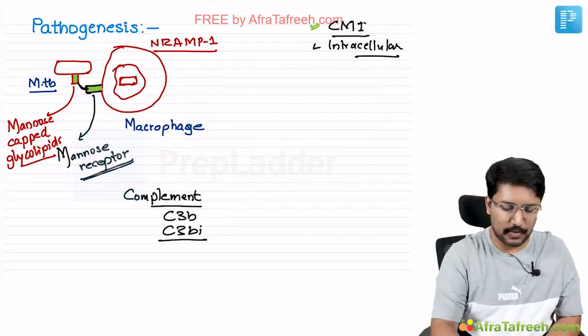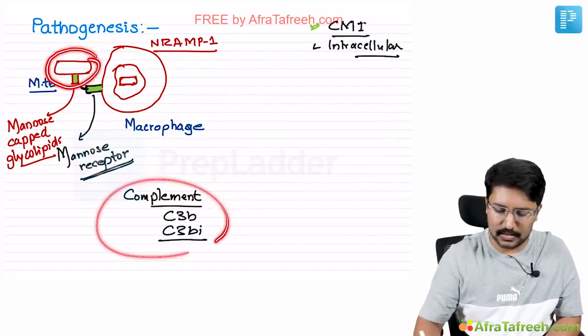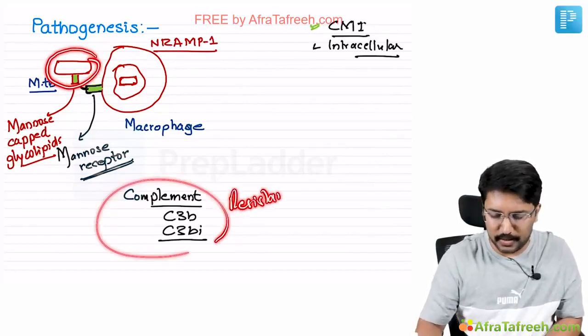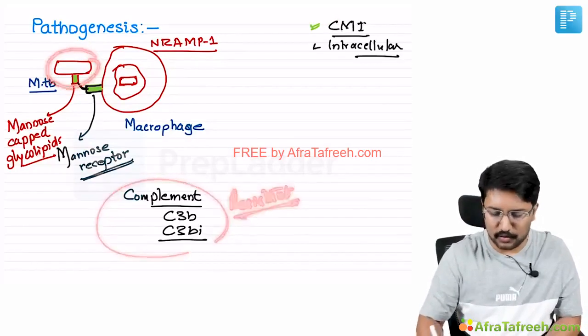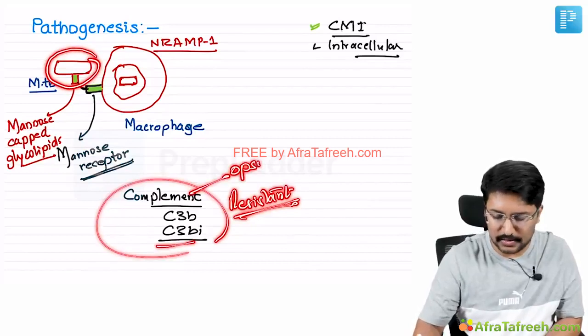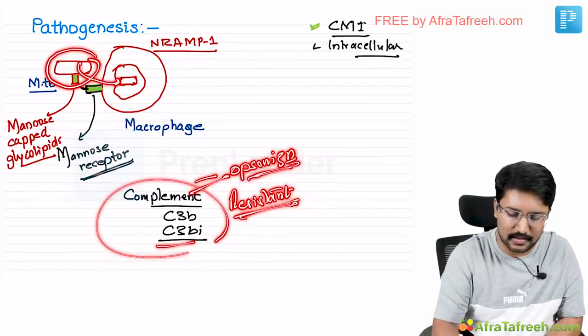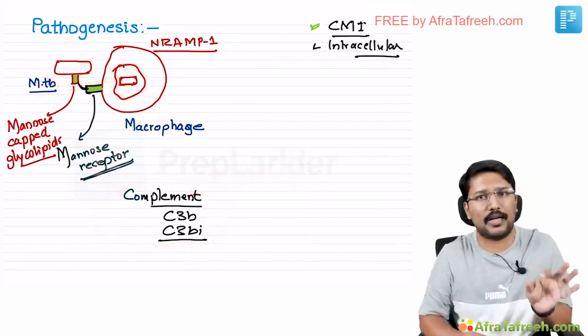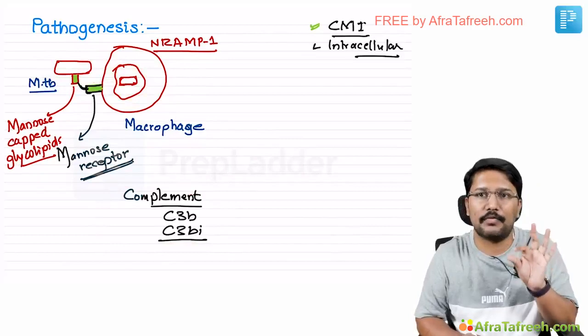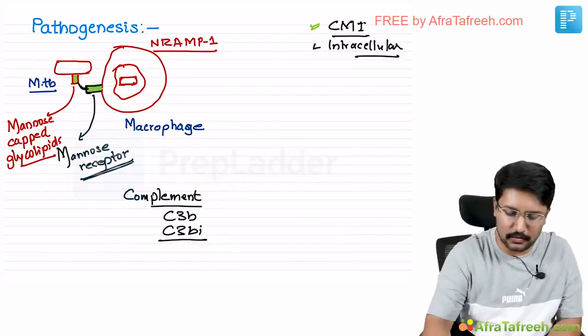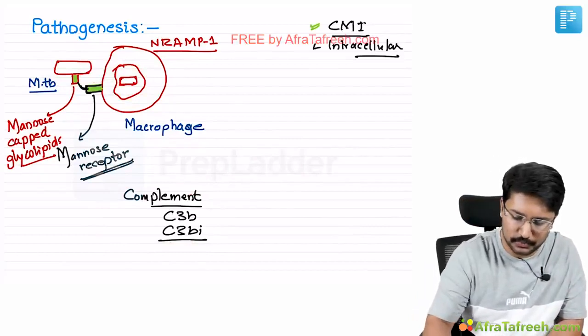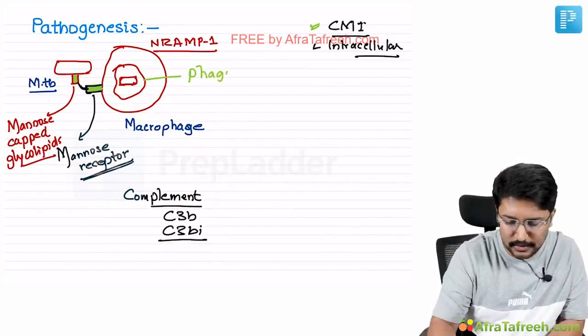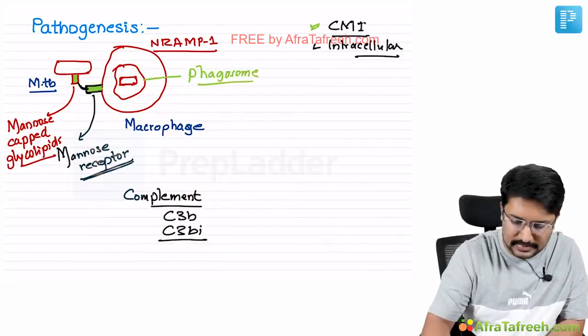We have to remember that mycobacteria are usually resistant to complement mediated lysis. So this complement ends up opsonizing it. So opsonization occurs because of the complement and facilitates the entry into the cell. So now the mycobacteria is phagocytosed. It is inside a phagosome inside the macrophage, right? So we call this a phagosome.